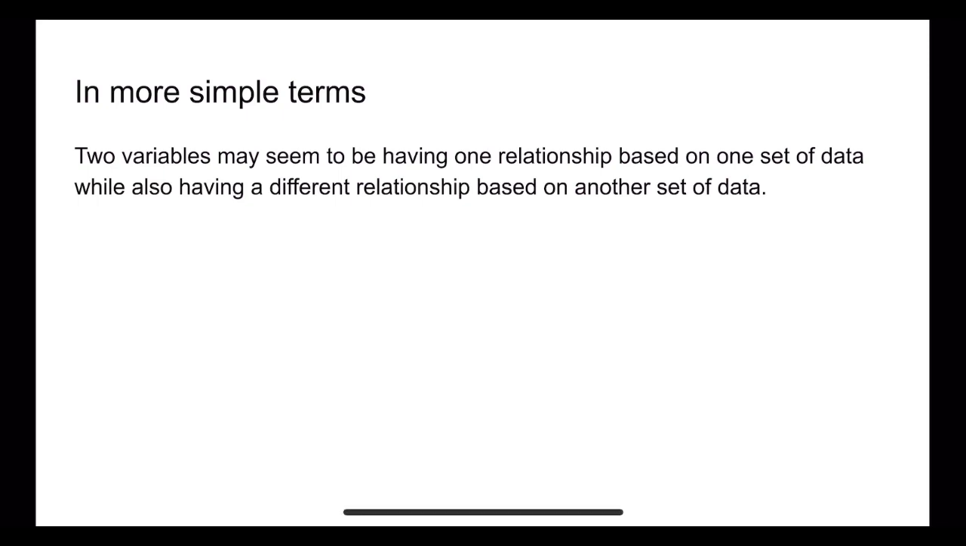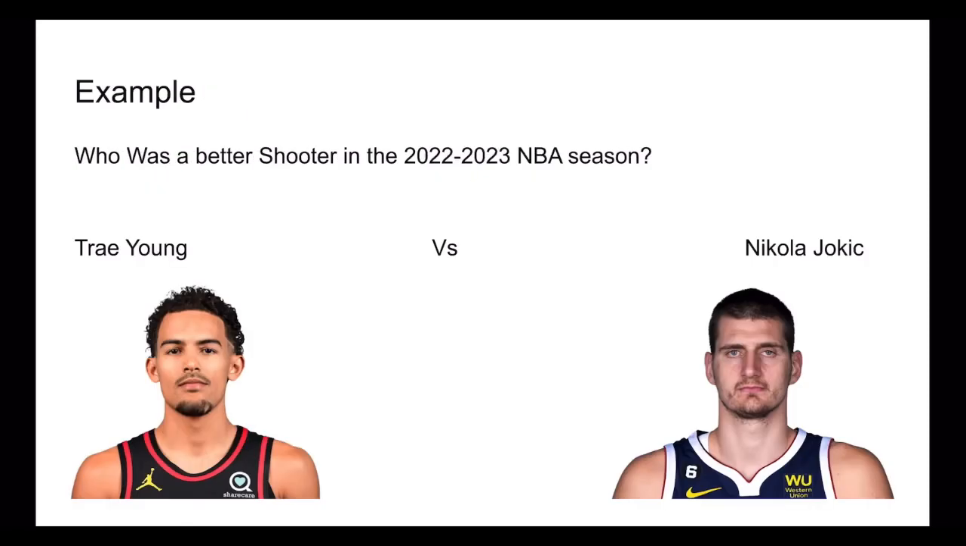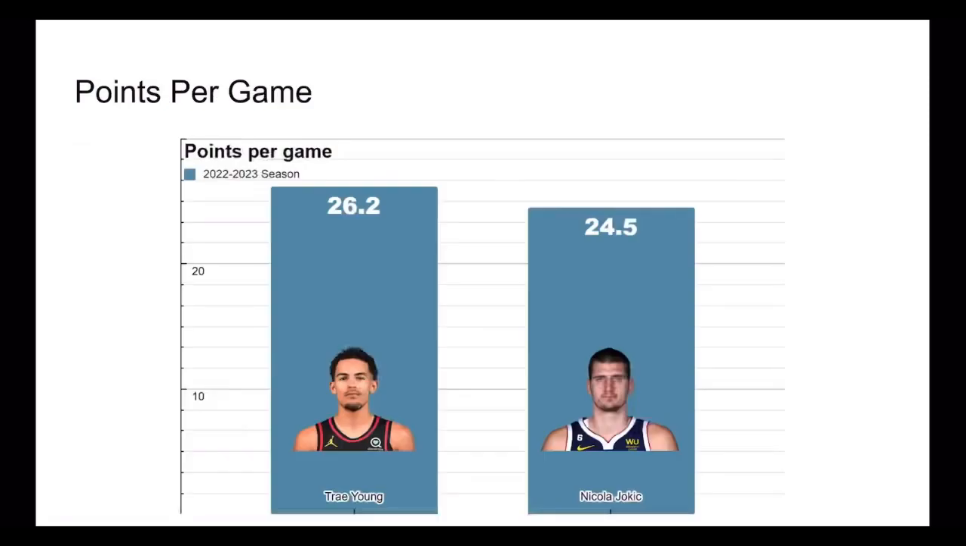Let's see an example. Now we're trying to find who is the better shooter in the 2022 to 2023 NBA season. Trae Young or Nikola Jokic? Now there's data we can look at to try to answer this question, like points per game. As we see, Trae Young averaged 26.2 points per game, while Nikola Jokic averaged 24.5 points per game. From this set of data, we can see that Trae Young may be the better shooter.